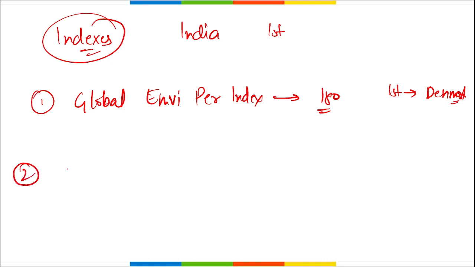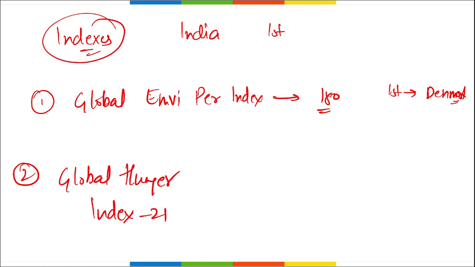Then second, we are talking about the Global Hunger Index. This was of 2021. What was the rank of India in the Global Hunger Index? It was 101. India was ranked 101. In this particular index, remember, 18 countries secured the top position, including China, Kuwait and Brazil. And here the rank of India was 101.